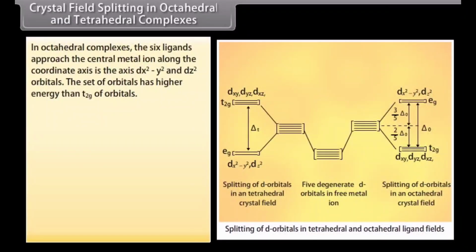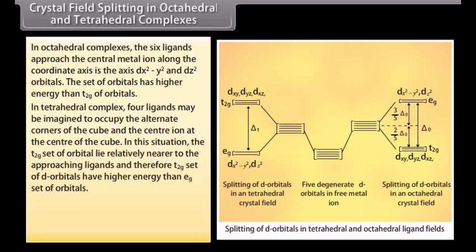Crystal field splitting in octahedral and tetrahedral complexes. In octahedral complexes, the 6 ligands approach the central metal ion along the coordinate axes, that is, the axes of the dx2-y2 and dz2 orbitals. This set of orbitals has higher energy than the t2g set of orbitals.